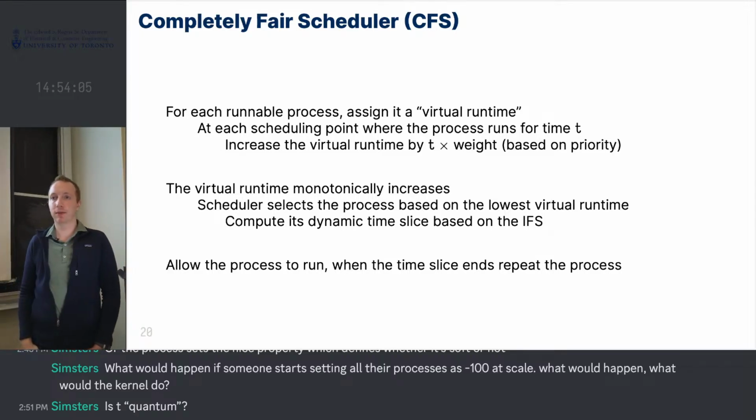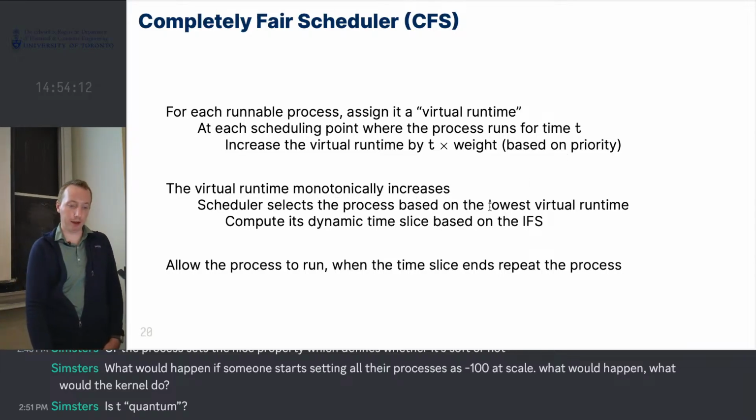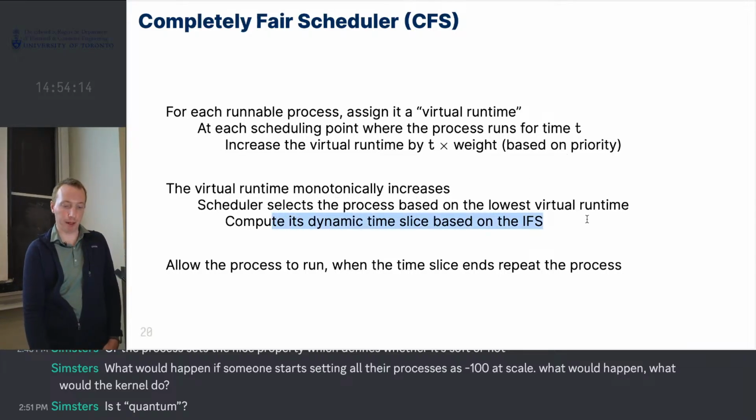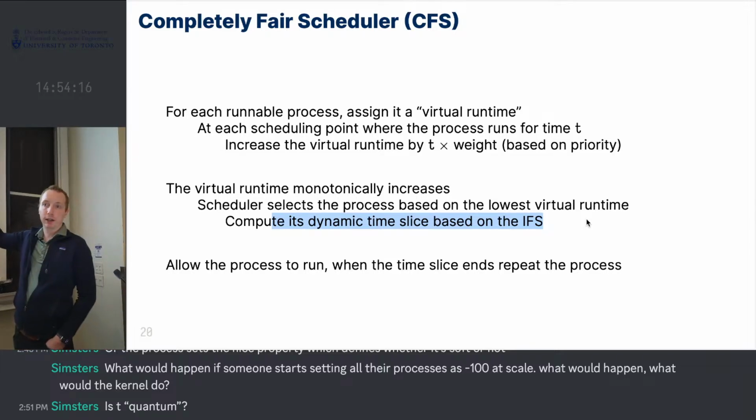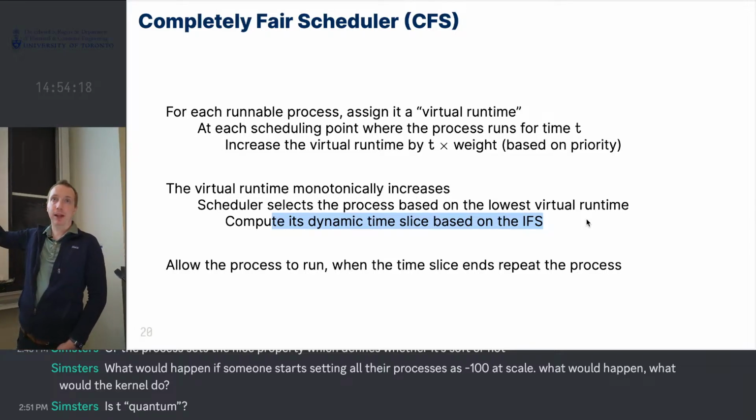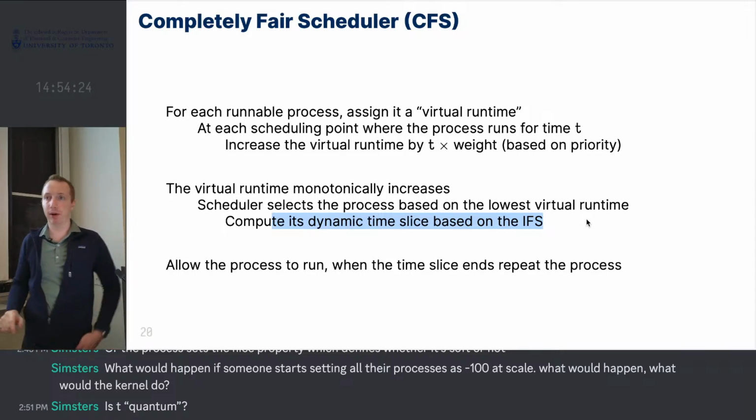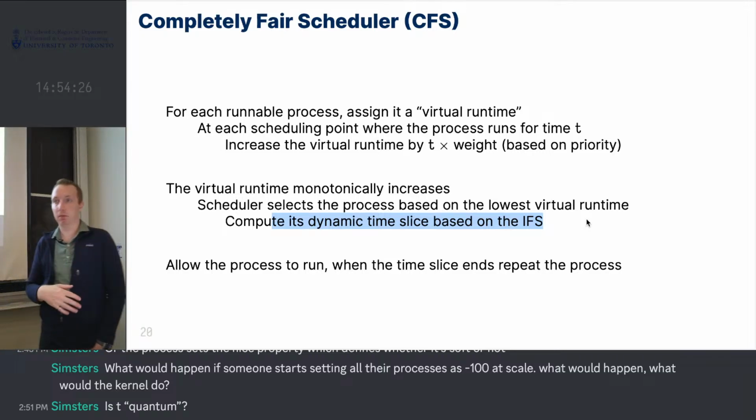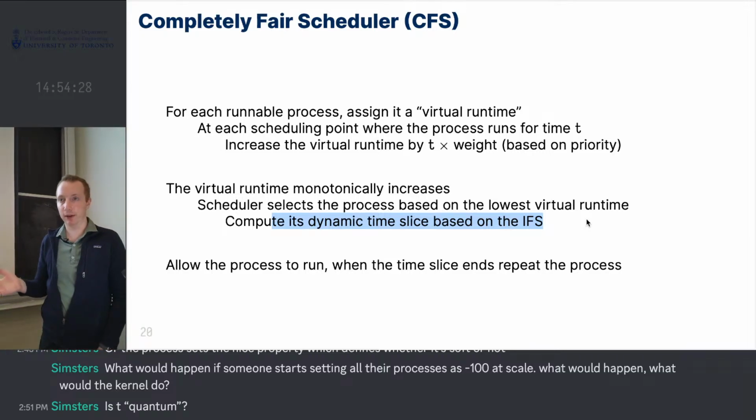But then after that, does T change based on the weight, or is T always the same? So T changes based off how many processes there are, and if things were completely fair, what its time slice would be. That would kind of even out the rest of the processes. So T constantly changes, but the kernel picks it.